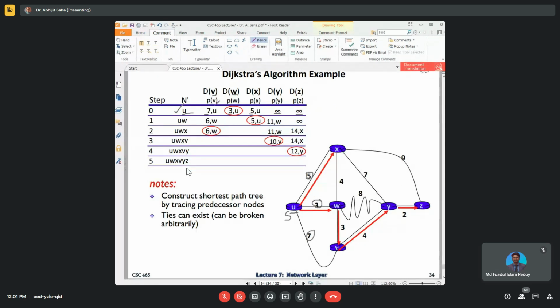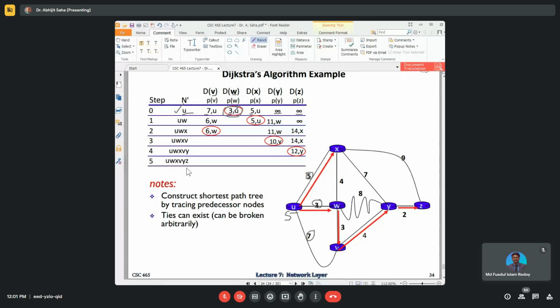Now in this row, the zero step row, from the values you have found for going from u to the different nodes, you need to find out which is the least cost, I mean which is the minimum number out of the values you have got in this row. So you can say the values are 7, 3, and 5. I can see that my minimum number is 3. So that means I'm going to take this path.